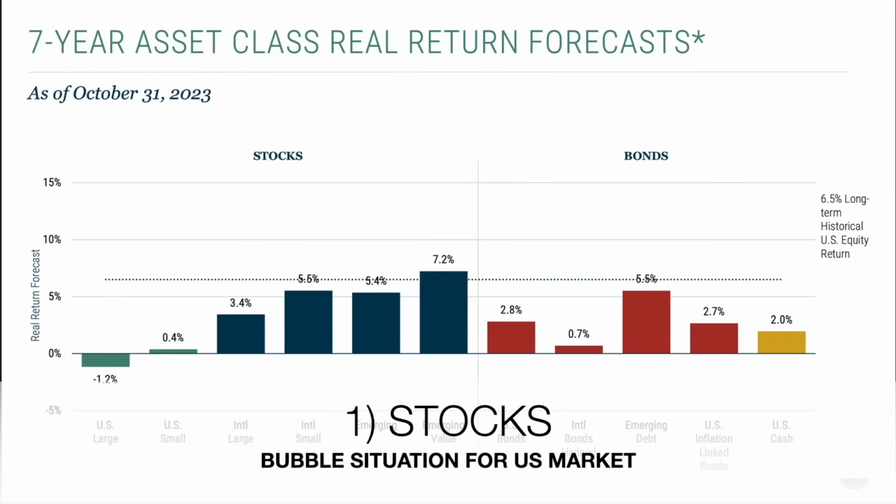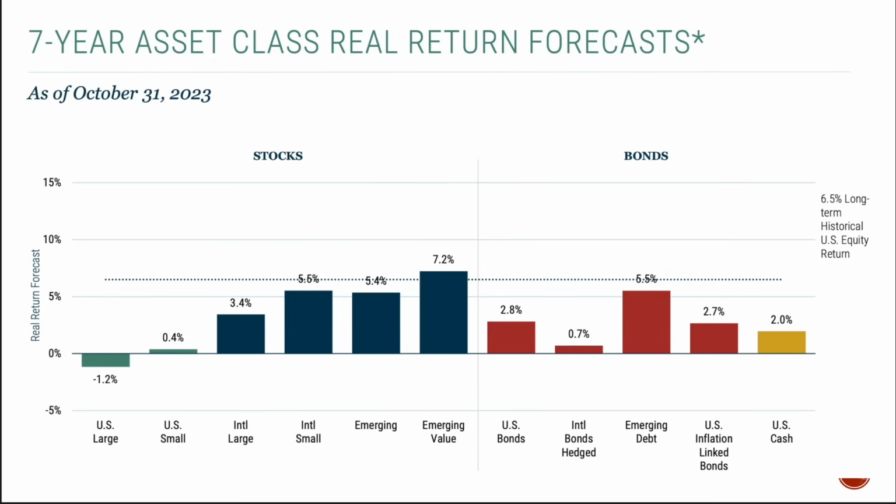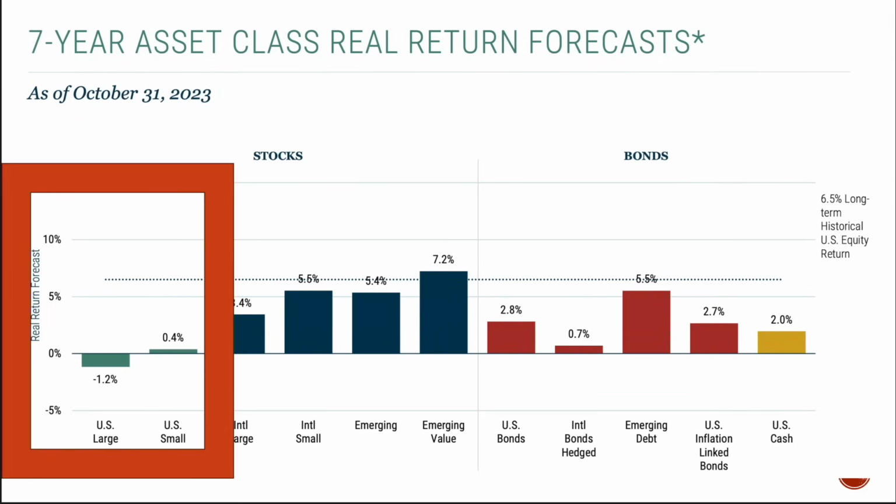And if you want a real overview of what the expected returns will be going forward, this is the 7-year asset class real return forecast by GMO. And unfortunately for US stocks, the situation is not positive at all, with an expected long-term return of around minus 10–20% from US stocks. Small caps are a little bit better, but still just above positive for real returns.